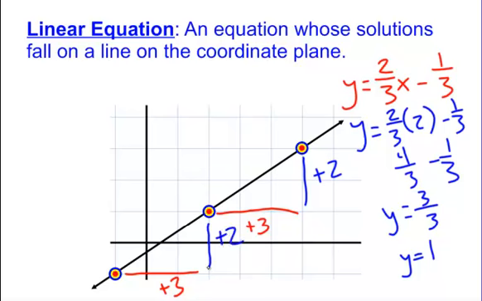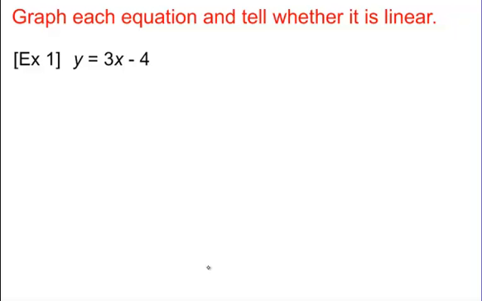So we're going to graph these. So we have y equals 3x minus 4. It says graph each equation and tell whether it is linear. You should be able to know right now whether it's linear. It has no exponents. There's a hint. So we have y equals 3x minus 4. It doesn't give us any x's. So for x's, let's use the easiest things we could imagine. Let's make a table.